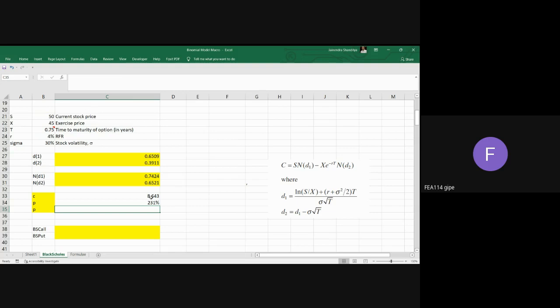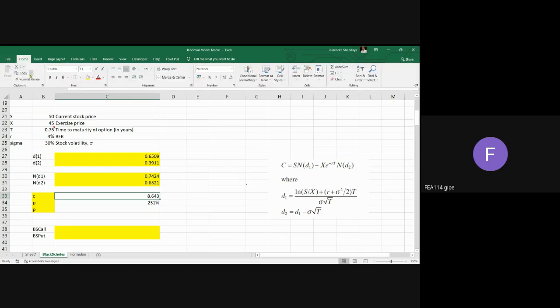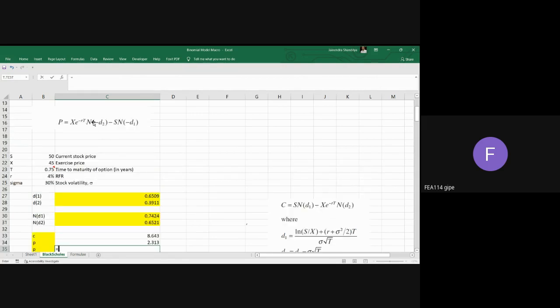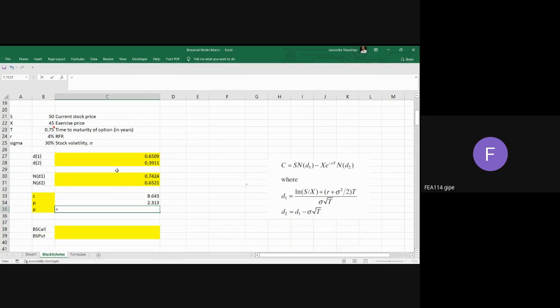So I got this 2.31, using the put call parity. But what if I use the original Black-Scholes pricing model? Let me use that also. Just for your sake, the formula is also there: X e to the power minus RT times N of minus D2, minus S times N of minus D1. So we'll use that. I write X, which is nothing but the exercise price.